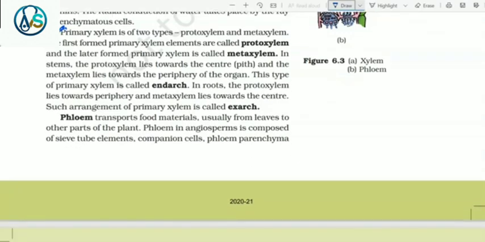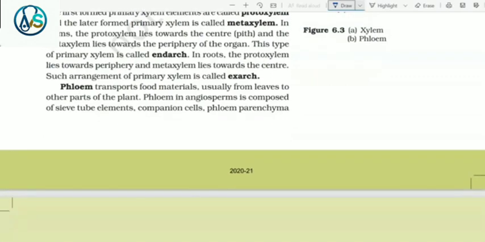In stems, the protoxylem lies towards the center, that is pith, and the metaxylem lies towards the periphery of the organ. This type of primary xylem is called endarch. In roots, the protoxylem lies towards the periphery and the metaxylem lies towards the center. Such arrangement of primary xylem is called exarch.